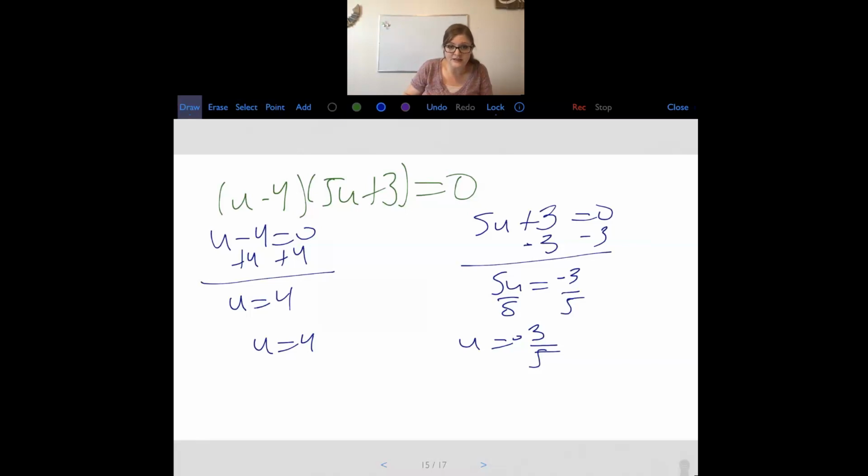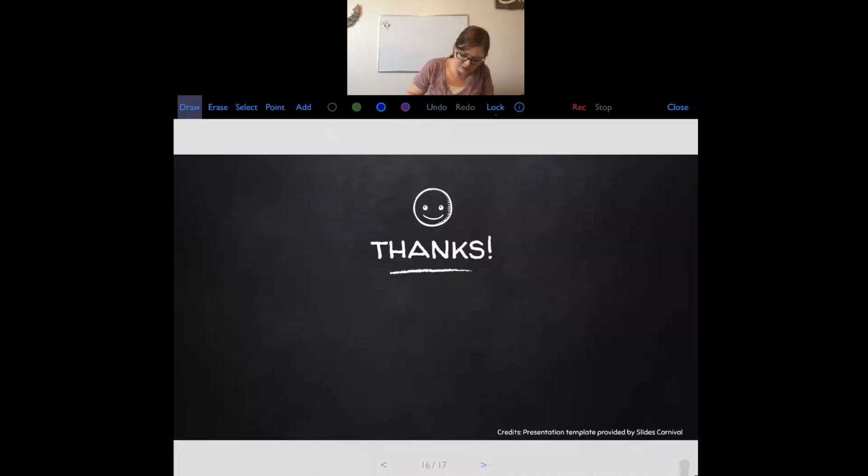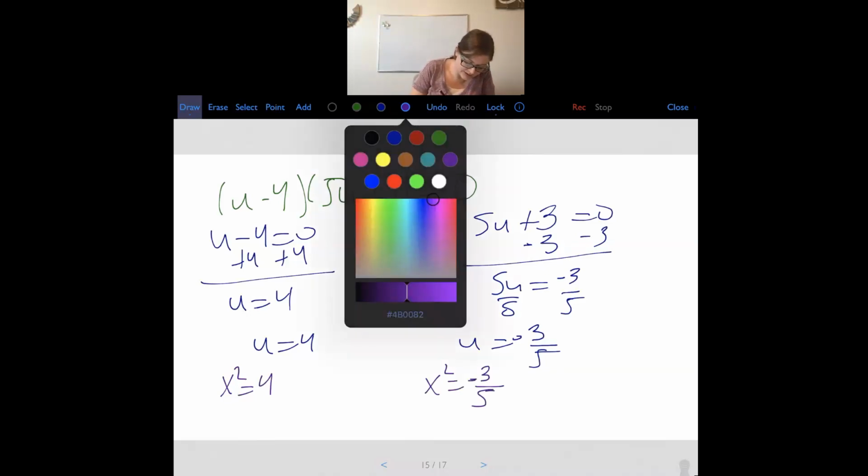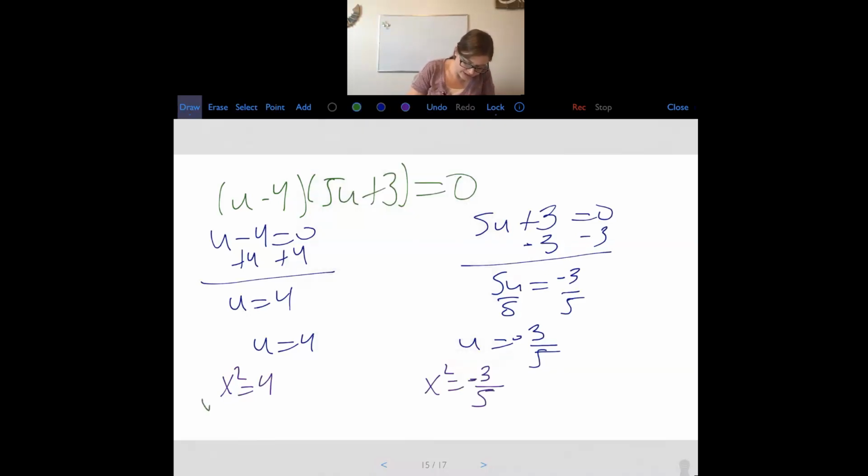Remember that u is equal to x squared. So now we have x squared is equal to 4, and x squared is equal to -3 over 5. We can solve this using the square root property. So we take the square root of both sides, and don't forget the plus and minus.